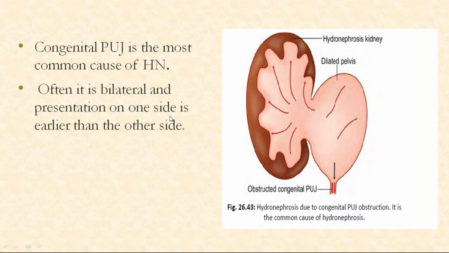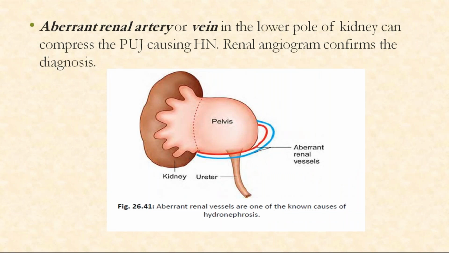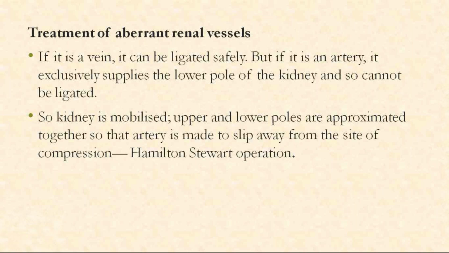Next, it is often bilateral, present on one side earlier than the other side. If it is bilateral, both sides may not come at the same time. So this is another picture showing the aberrant vessel. You see, the ureter passes behind the renal vessel, the aberrant vessel. It is also one of the causes for hydronephrosis. These are the diagrams showing the hydronephrosis.